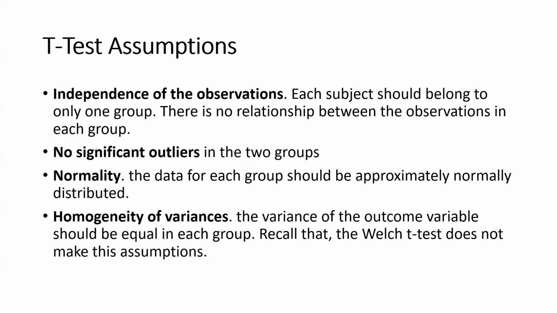T-test assumptions. We're assuming independence of the observations, which means that each subject should belong to only one group. There's no relationship between the observations in each group. So each observation belongs to a particular categorical grouping, and there's no interference, no interaction between those groups or between the samples from which each group is comprised. No significant outliers in either group. We're assuming that the data for each group should be approximately normally distributed.